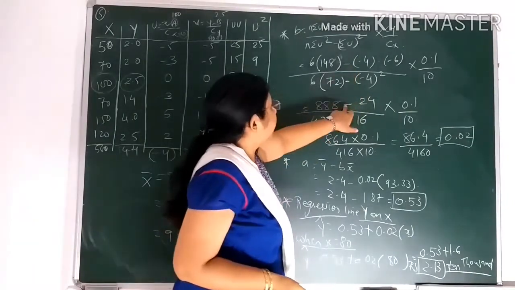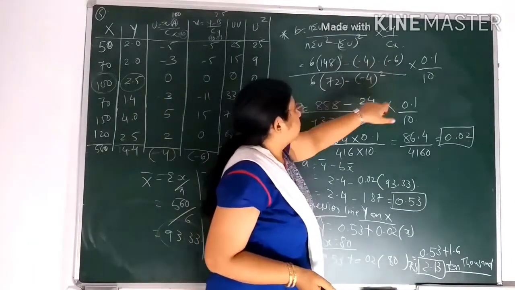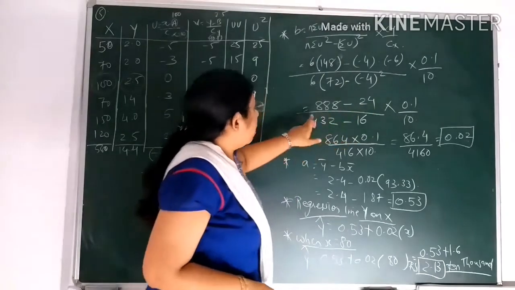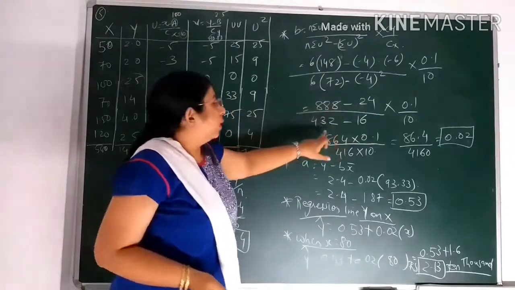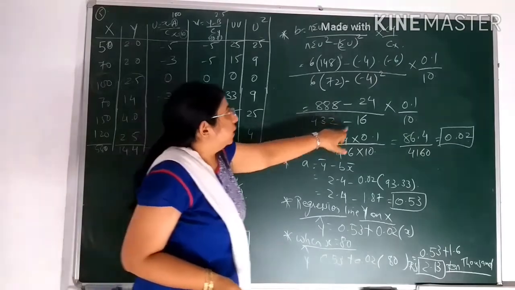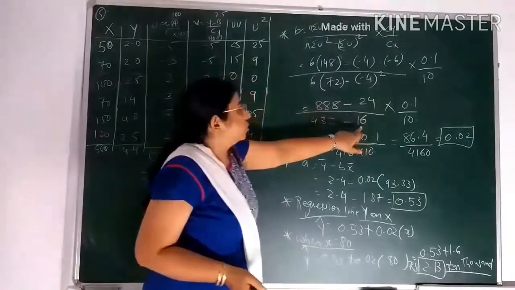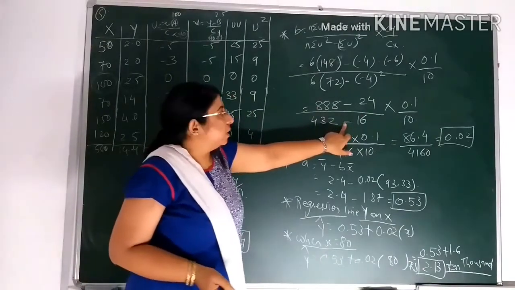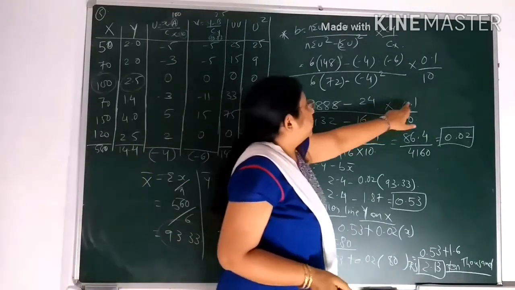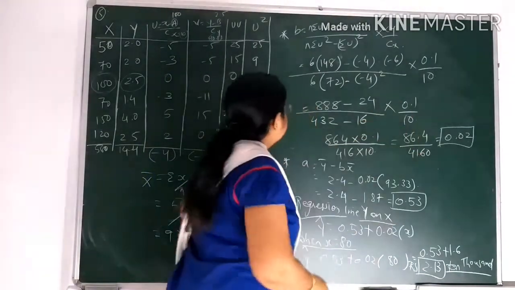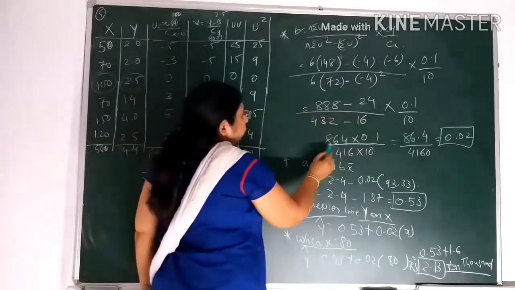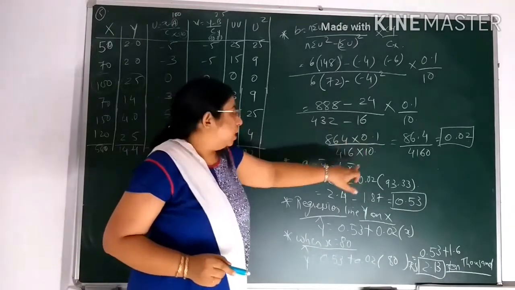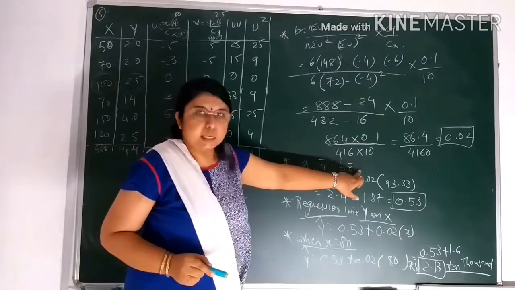This minus sign would be as it is, but this minus would become plus 24. So minus 24 upon 6 into 72, it would come to 432 minus 4 square, it would become positive, so 16. But this negative sign would be as it is, whichever is outside. Multiply by 0.1 upon 10. Now 888 minus 24 would come to 864, and 432 minus 16 would come to 416.